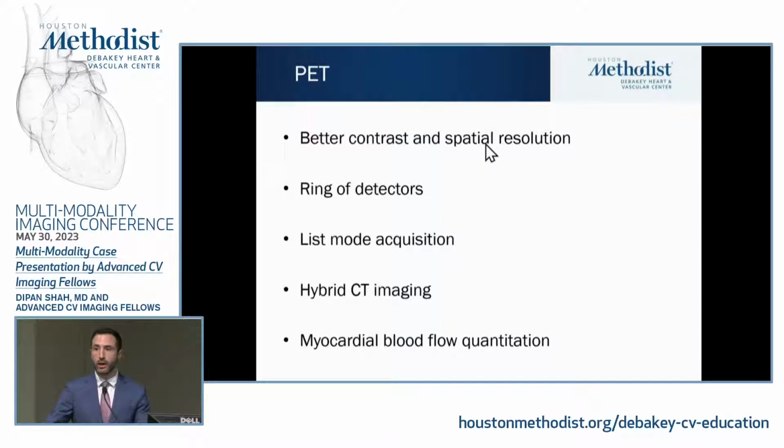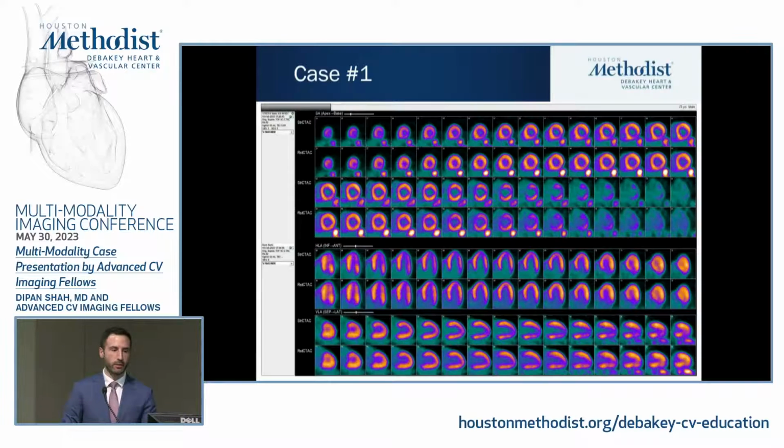All images are acquired in list mode, at least the way we do it here. That means we do dynamic, static, and gated acquisition all at the same time. We do everything co-registered with CT, so all those attenuation artifacts that we deal with in other imaging modalities are less of an issue with PET. And then most importantly and unique to PET is the ability to quantify myocardial blood flow. That's really the crux of my presentation.